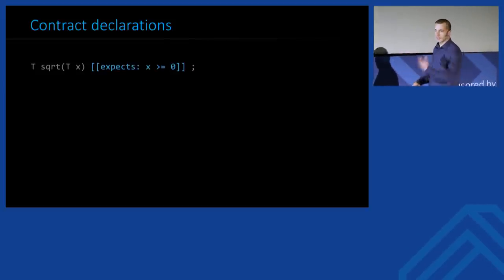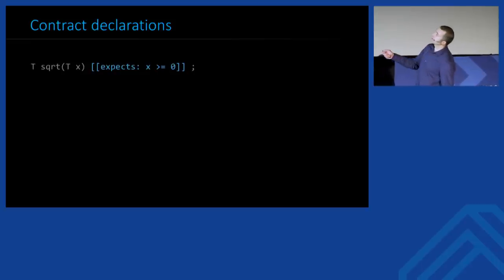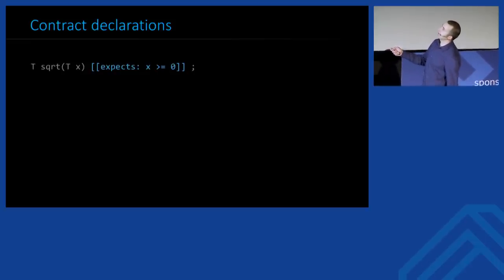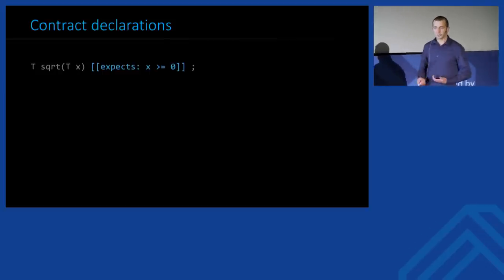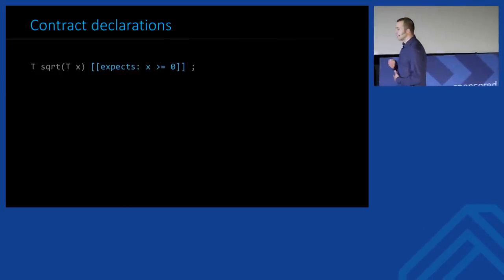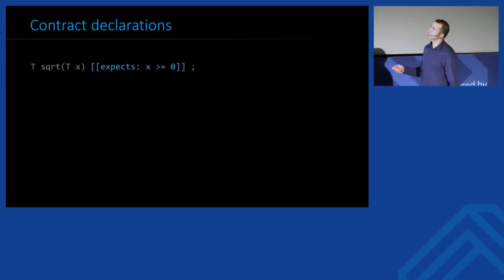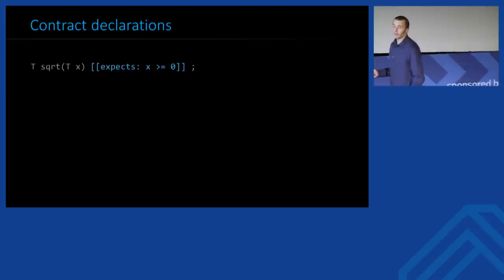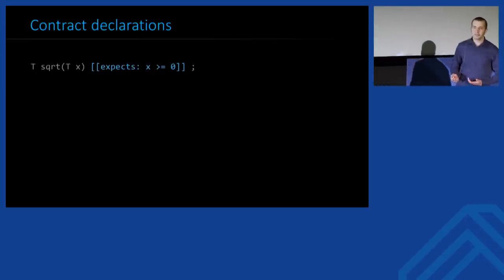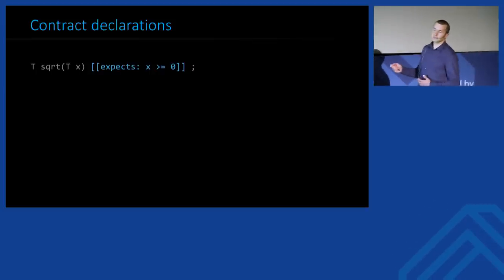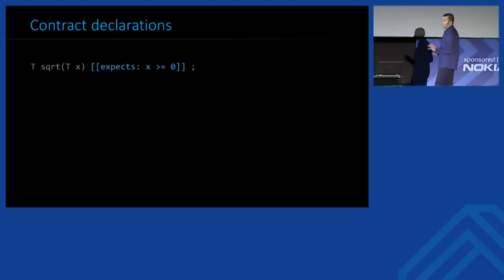Expect means I'm declaring a precondition, and it says it's a legal C++ expression here that x is greater or equal 0. The semantics, what does it mean? Actually, it's close to the semantics of undefined behavior. It means that if you don't respect that and give me any negative number, you are not guaranteed anything. You don't know what happens. Maybe there will be a defensive check and we'll check it. Maybe not. You don't know. So you better not do it.